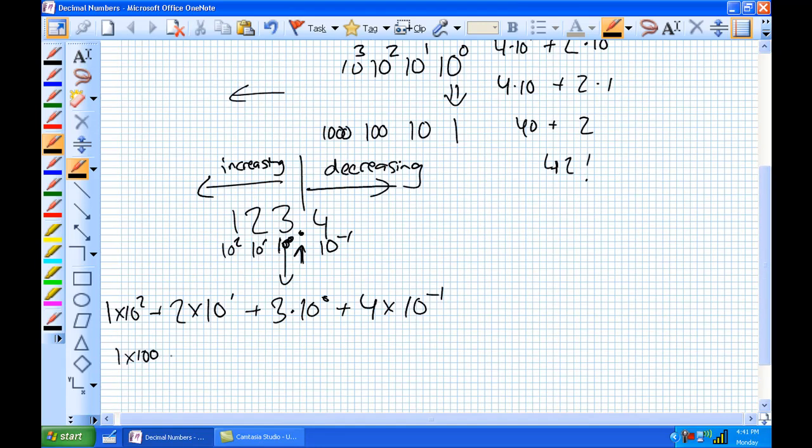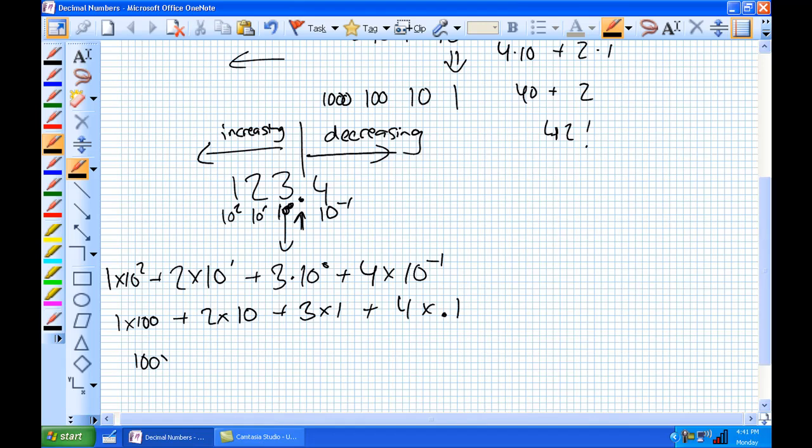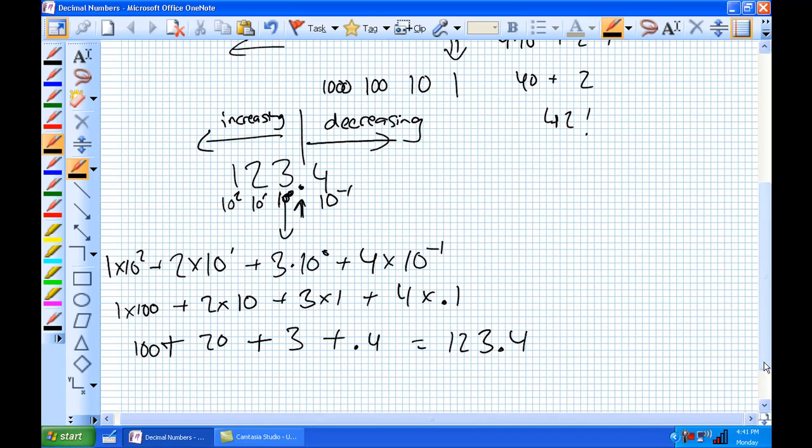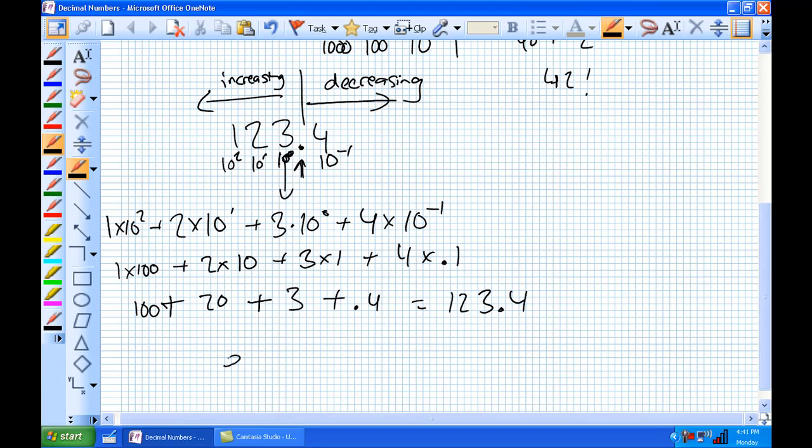So 1 times 100 plus 2 times 10 plus 3 times 1 plus 4 times 0.1. 100 plus 20 plus 3 plus 0.4 gives you 123.4. So it makes sense. The sum of the digits when each digit has been multiplied by its appropriate positional weight. So let's go ahead and just do a couple examples.